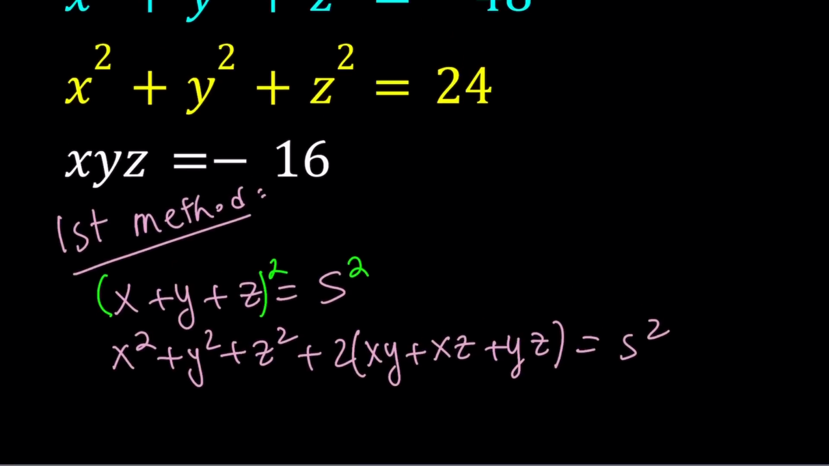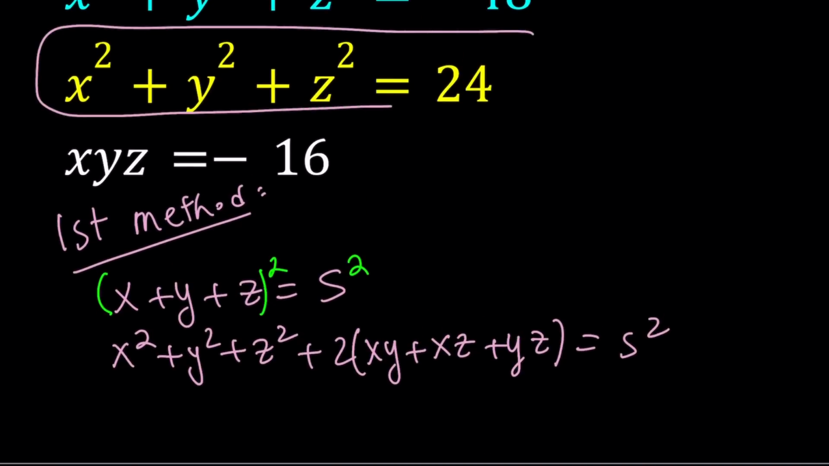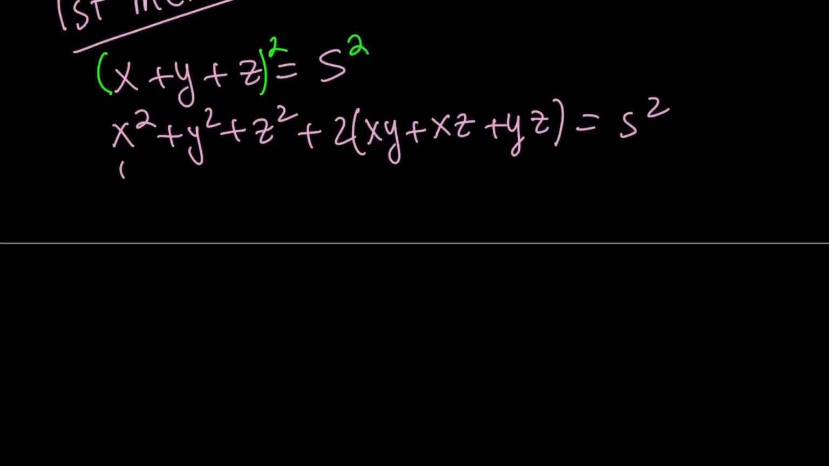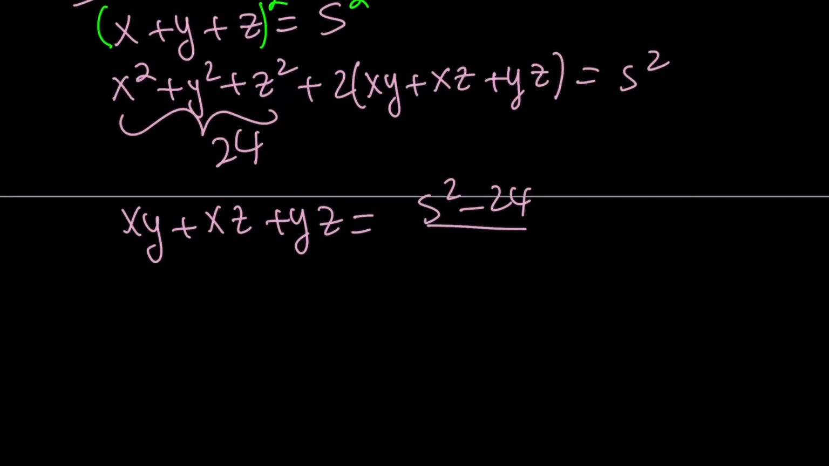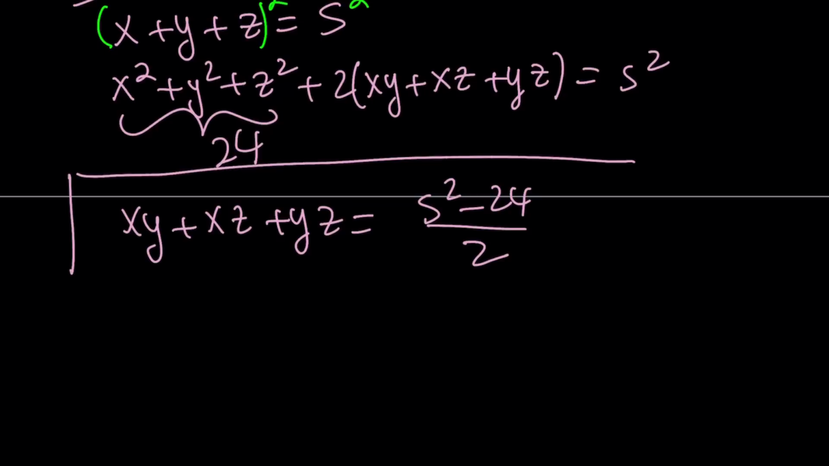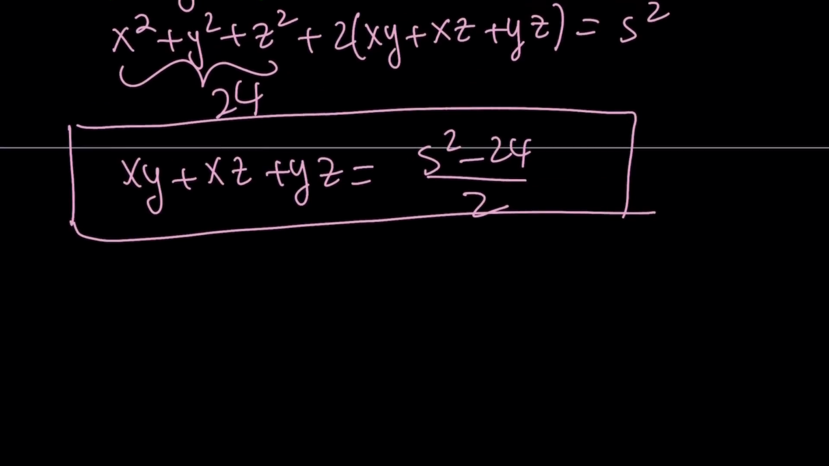Now this is good because I do know x squared plus y squared plus z squared, that is equal to 24. And that actually allows me to write the two-way sums in terms of s. So from here, if you solve for xy plus xz plus yz, you'll get s squared minus 24 divided by 2. So that's one of the things that I'll be using later on. Let's go ahead and save it for future use, and then take a look at this problem from another perspective.